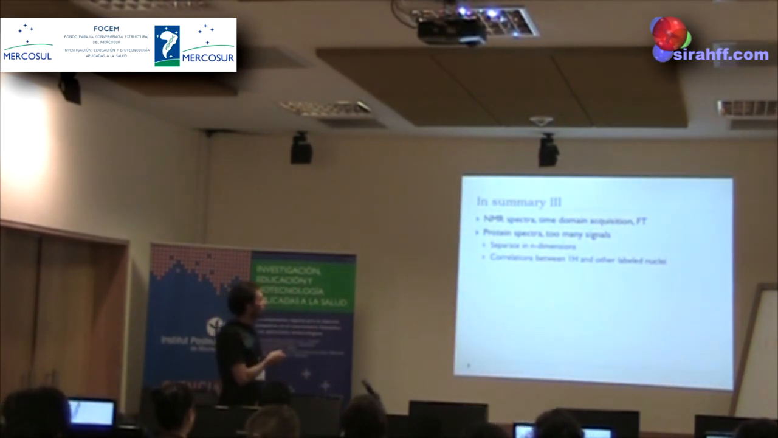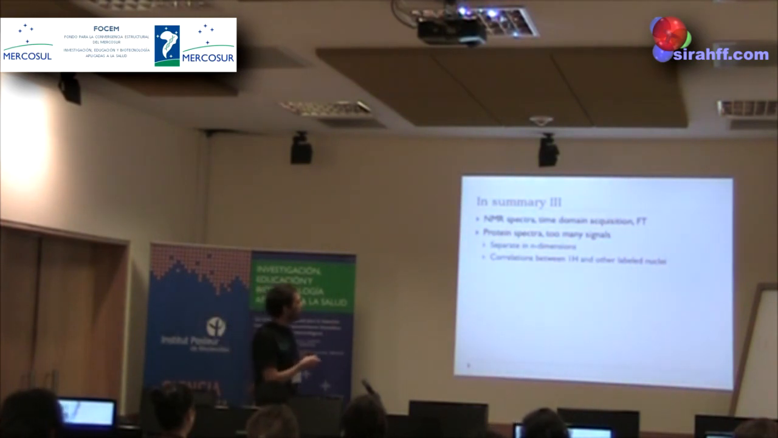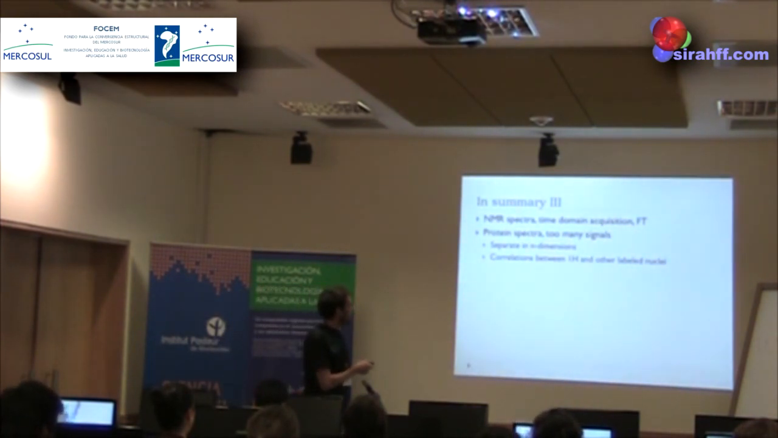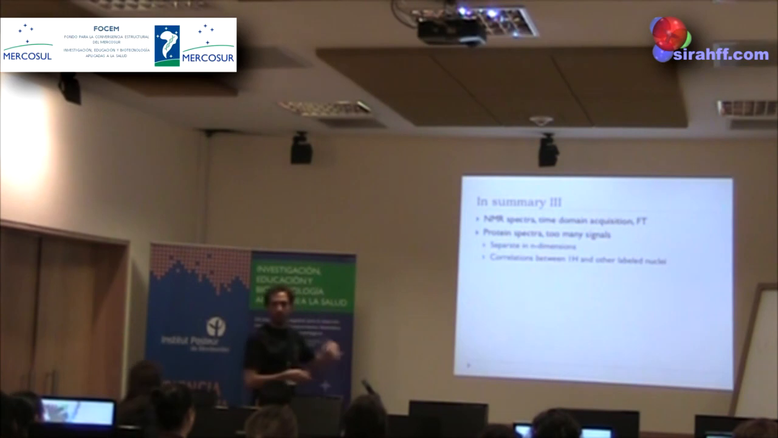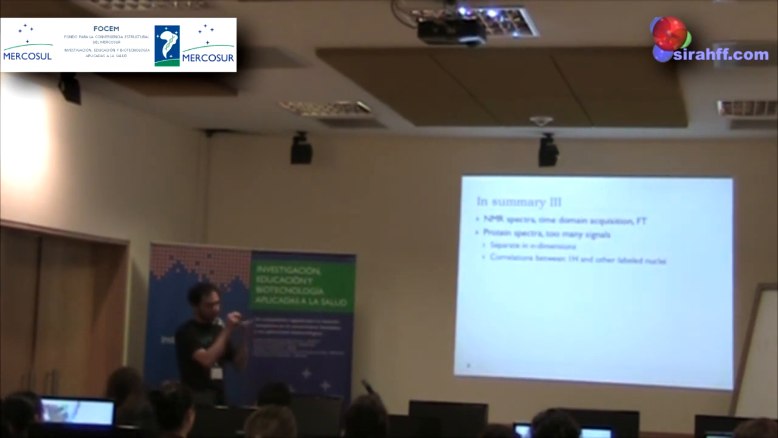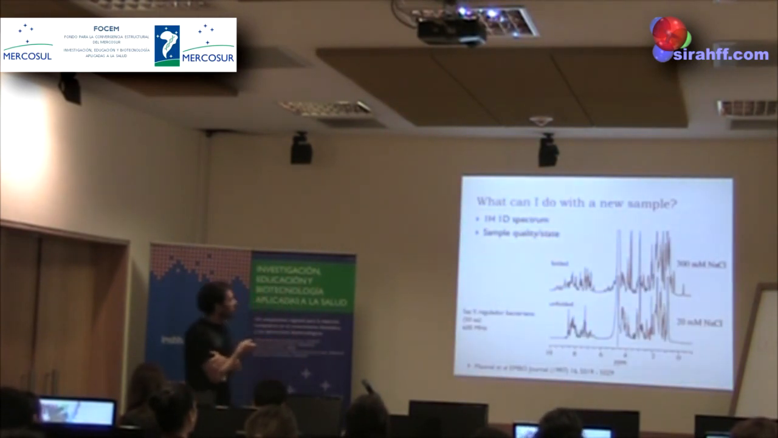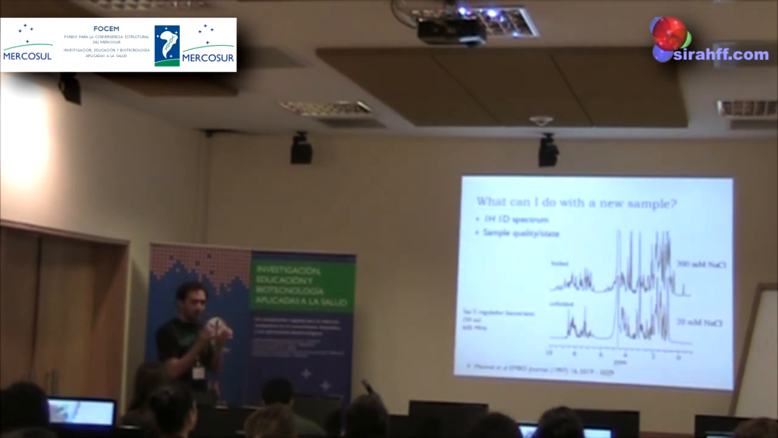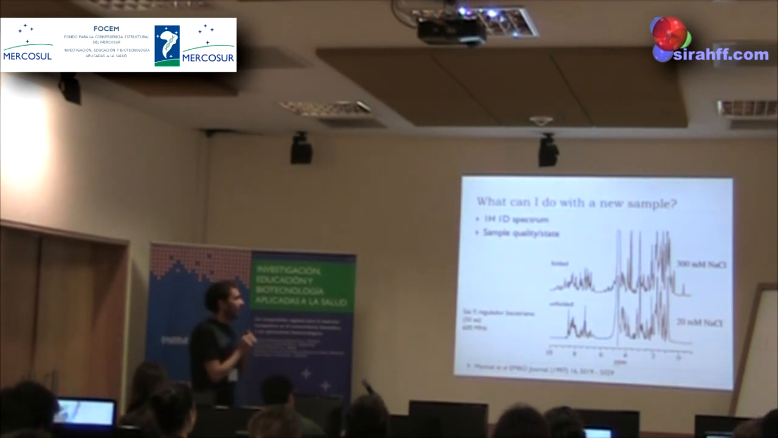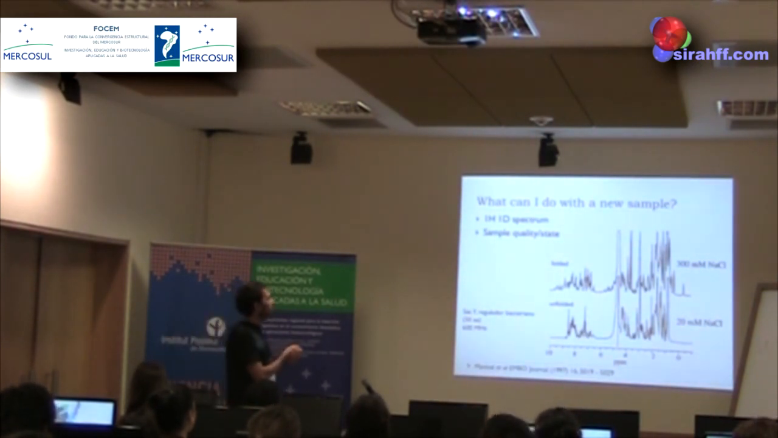Okay, let's go on. So, in protein spectra, we have way too many signals, and we separate them in n dimensions. And we can correlate proton and other labeled nuclei to get information. So the first thing we have to do is separate the signals. Now I will go to more real life examples. What can I do when I have a new sample?